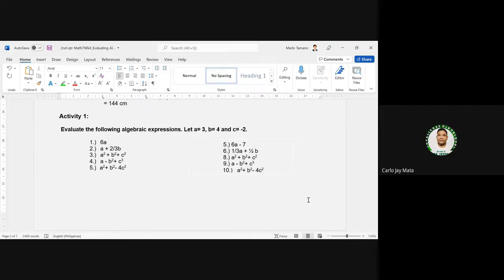29 po. Bakit siya naging 29? 9 plus 16 minus 16. 9 po. Pag-plusin ninyo, 9 plus 16, that is 25. Bawasan ninyo ng 16. Edi 9.